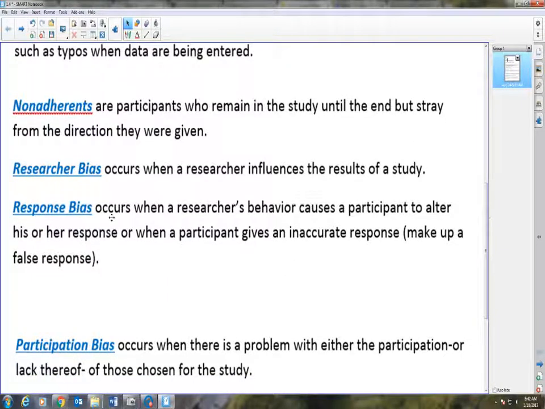Response bias occurs when the researcher's behavior causes a participant to alter his or her response, when a participant gives an inaccurate response, such as making up a false response.